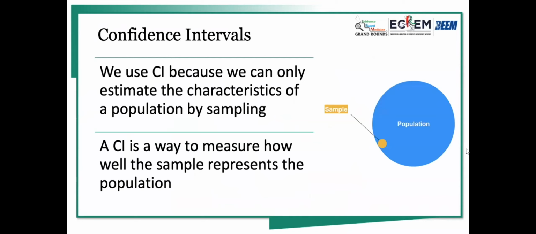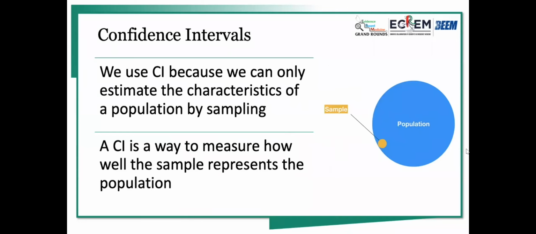All right. So let's finish up by discussing confidence intervals. We use confidence intervals because I'm sampling a population. The confidence interval is the best way to measure how well this sample represents the population. I'm going to get an average or a mean of this sample, and I want to make sure that the mean of this sample is similar to the mean of the total population.